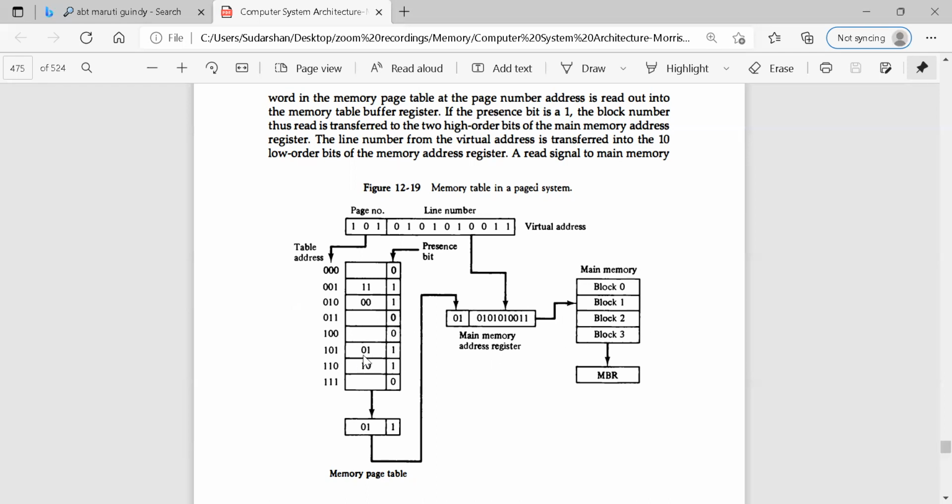Page number 5 is available. It is available in block number 1, and the presence bit is 1. Page number 6 is available in block number 2. So remember, page number 2 in block number 0, page number 5 in block number 1, page number 6 in block number 2, and page number 1 in block number 3.